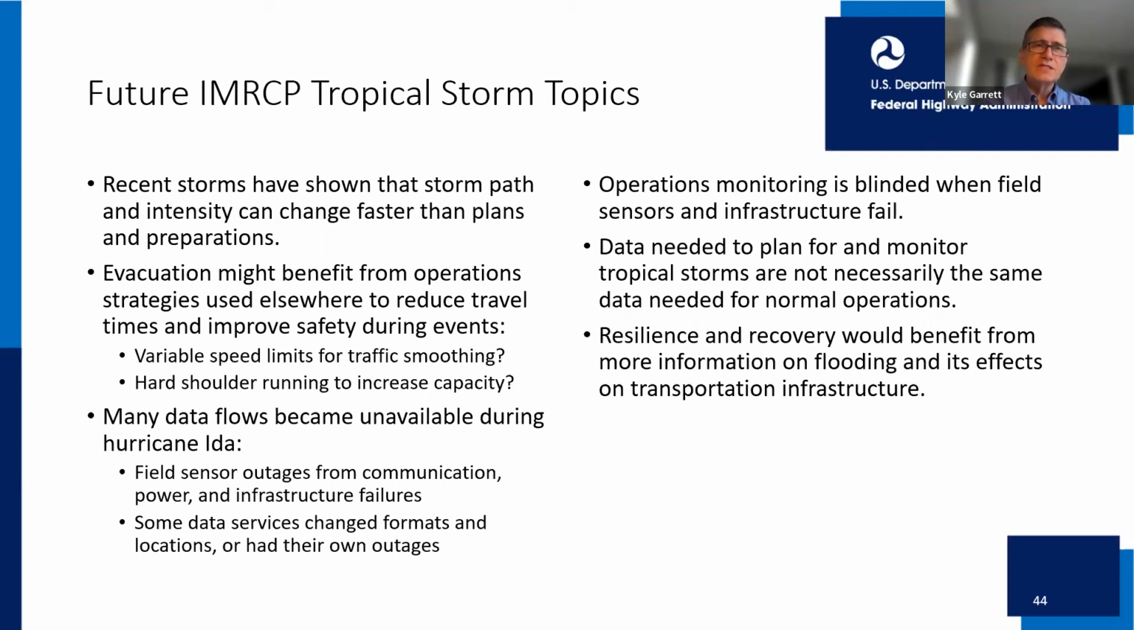And that includes even things like what the path of the storm is. The storms are becoming more and more unpredictable, at least of a certain size. And that caused a lot of problems in Florida with Ian. The evacuations might benefit, of course, from operations that could improve traffic flow. Contraflow is very effective at helping get folks out of the affected areas, but it takes a lot of time to set up.